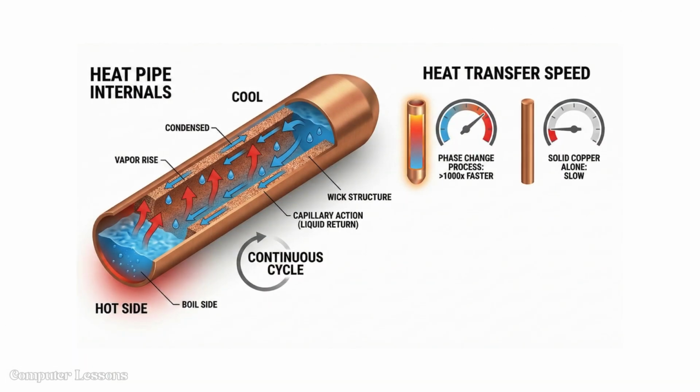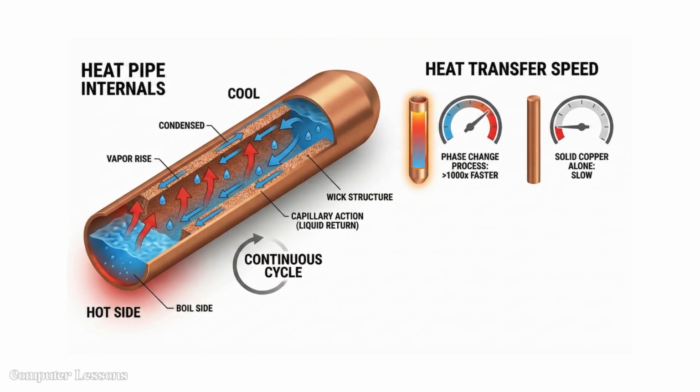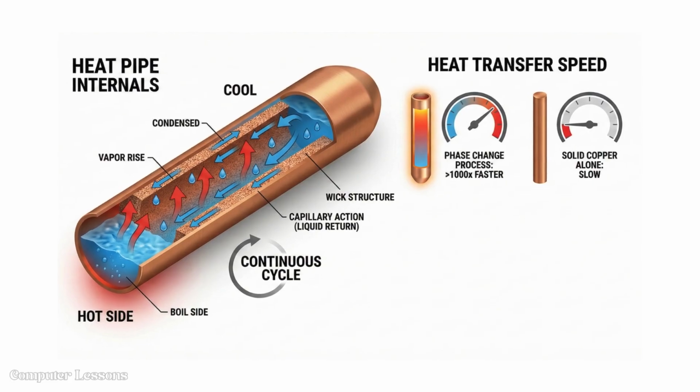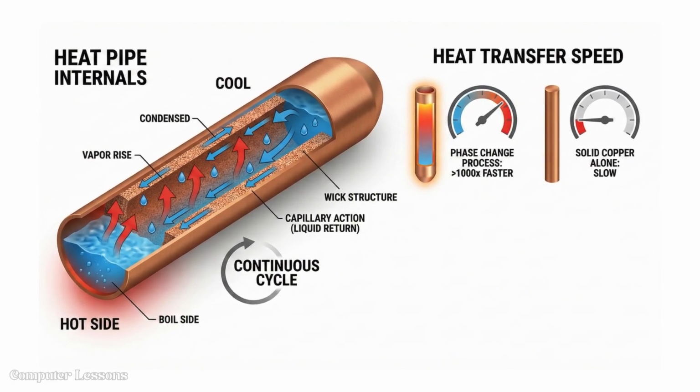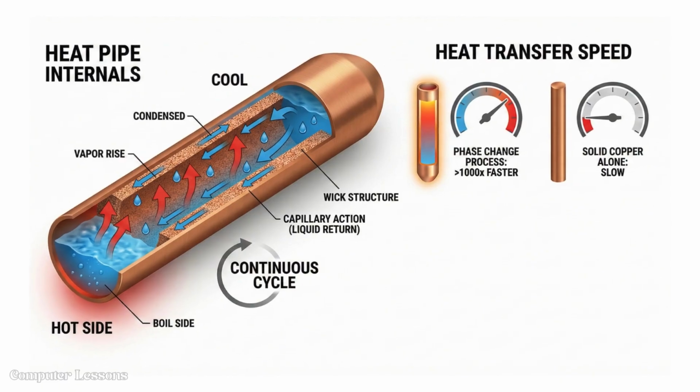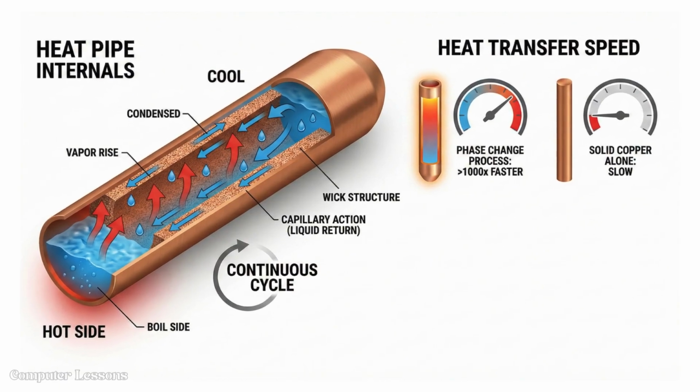A wick structure inside the pipe then uses capillary action to pull the liquid back down to the hot side, restarting the cycle. This phase change process moves heat thousands of times faster than solid copper alone could ever achieve.